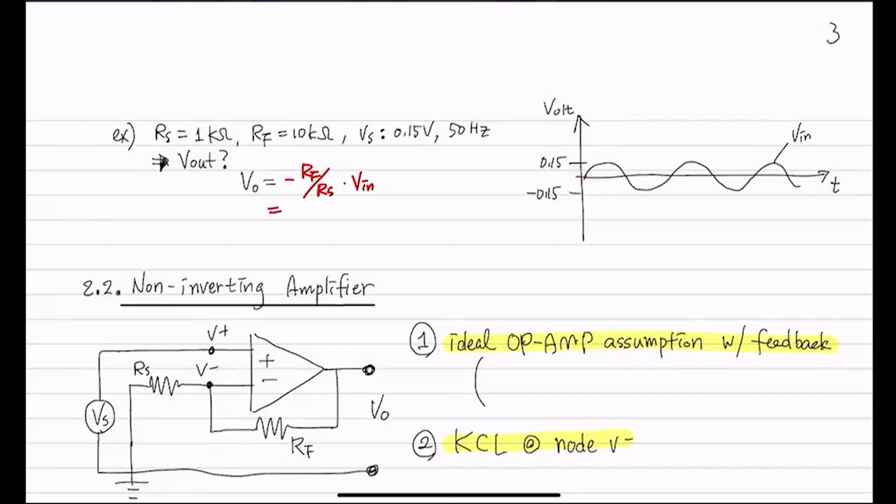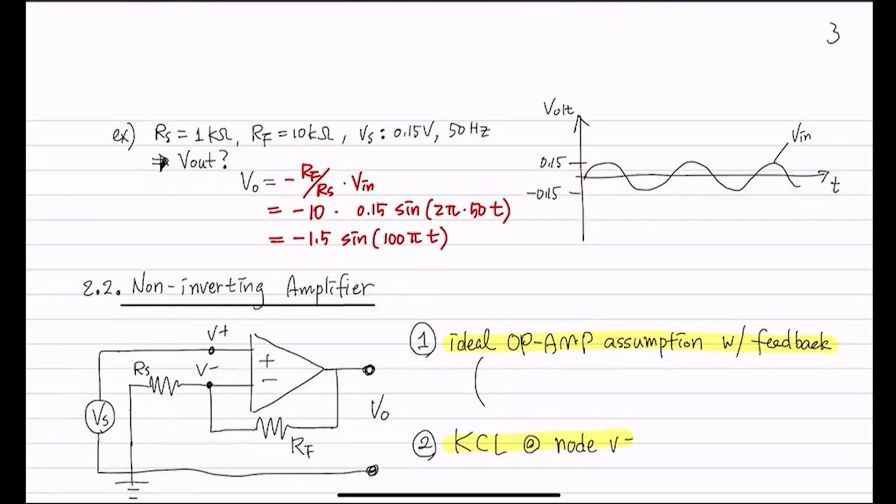And this is going to be what? This is 10K and this is 1K. So it's nothing but negative 10, right, times Vin, which is 0.15 sin(2 pi f t), where f is 50 and t is time. So it's going to be negative 1.5 sin(100 pi t).